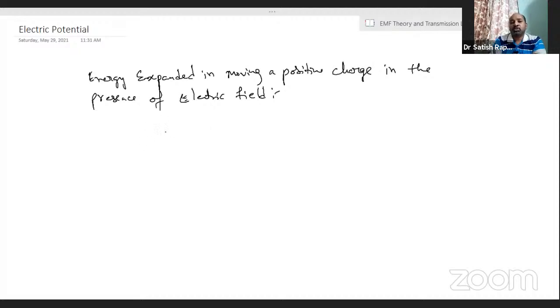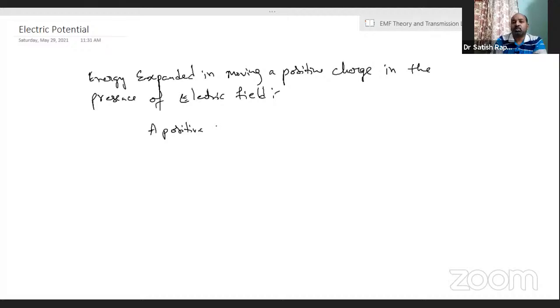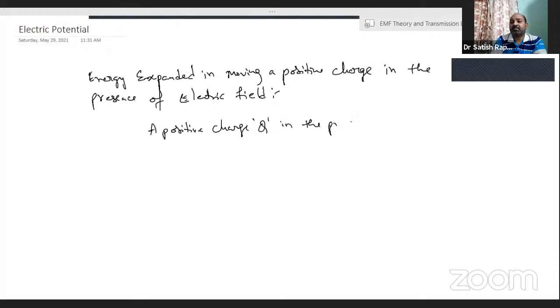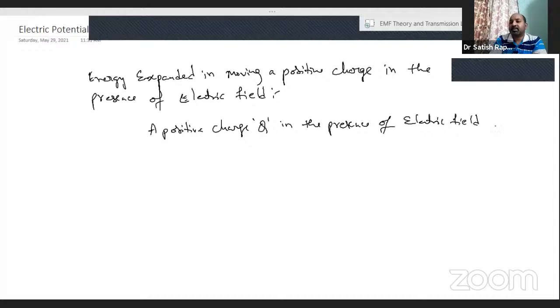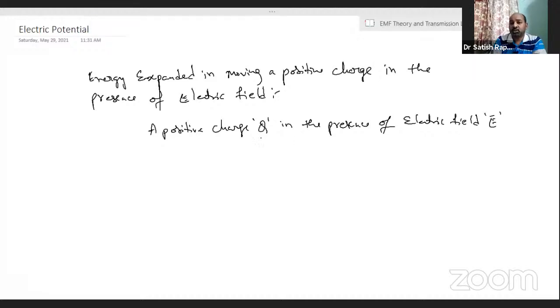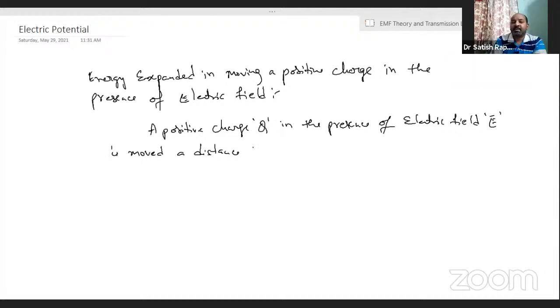So let us say a positive charge Q in the presence of electric field E bar is moved a distance dl bar, or dl. A positive charge Q in the presence of electric field E bar is moved a distance dl, right?